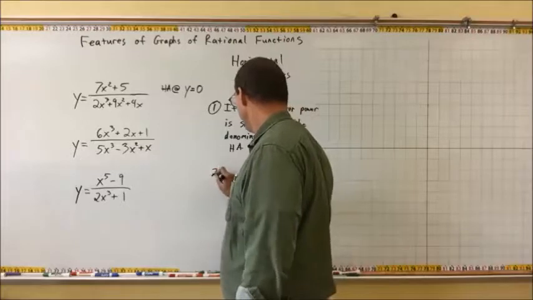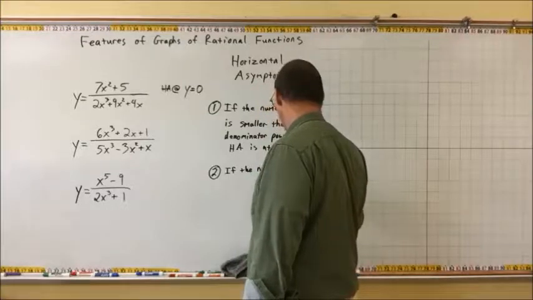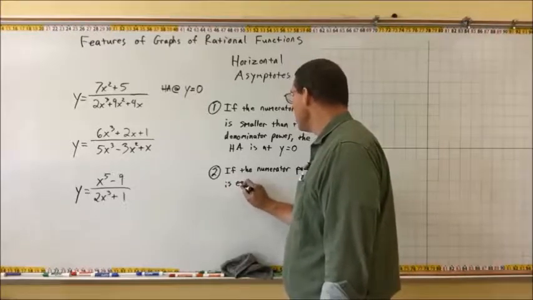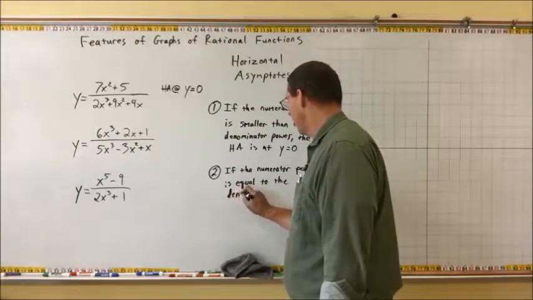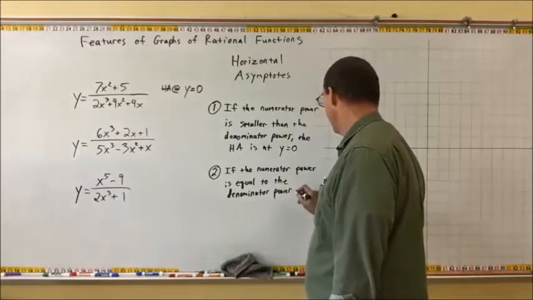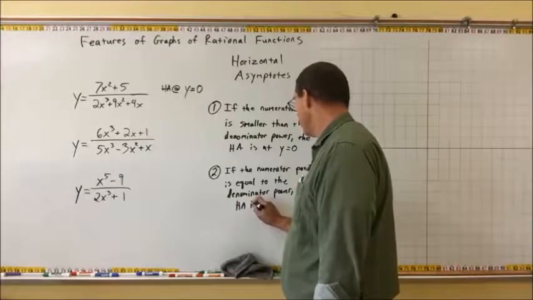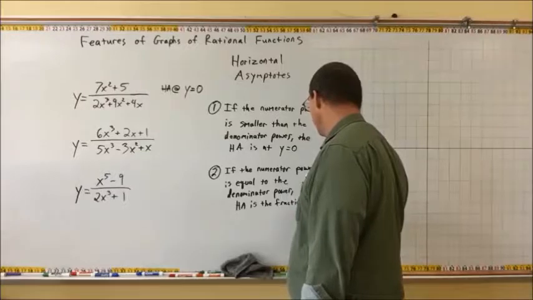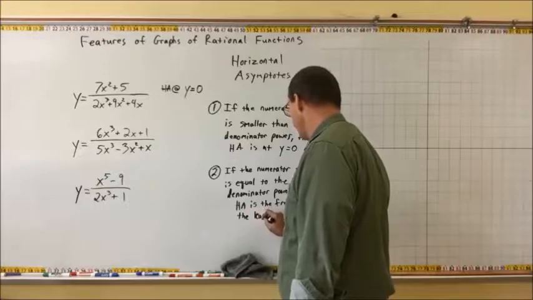Second rule. If the numerator power is equal to the denominator power, the horizontal asymptote is the fraction, that's the top and the bottom, of the lead coefficients.